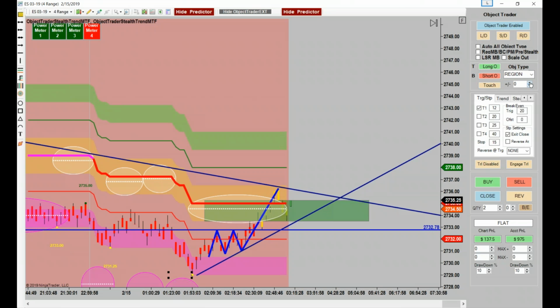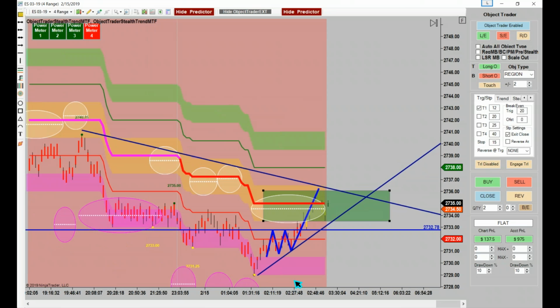Touch +2. And also touch plus if this happens to break up, like so. And you'd be ready either way. Now see, this is actually starting to stair step up. See how that's a higher low than down here?